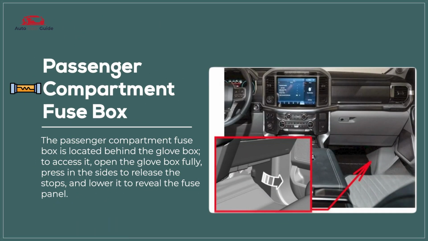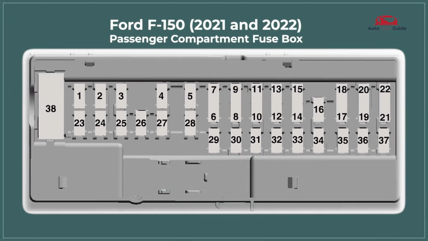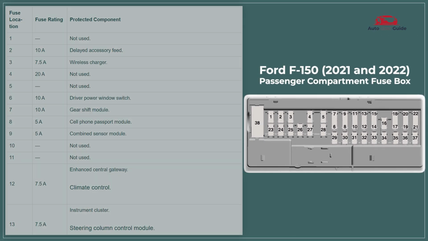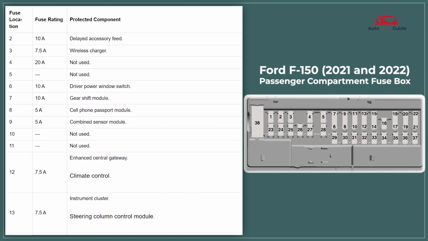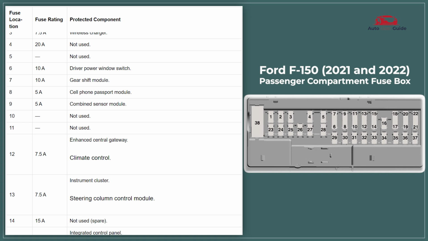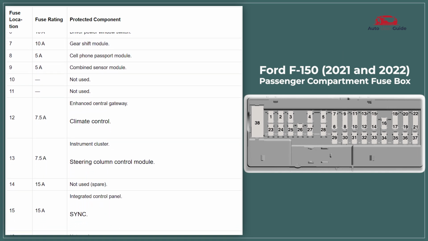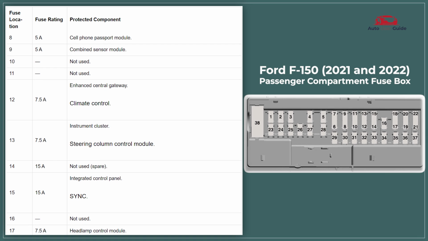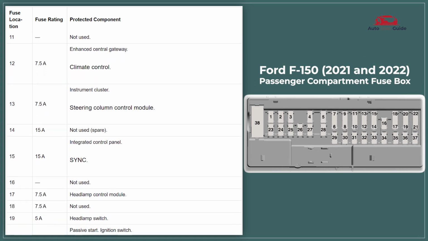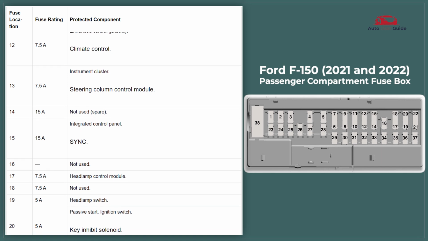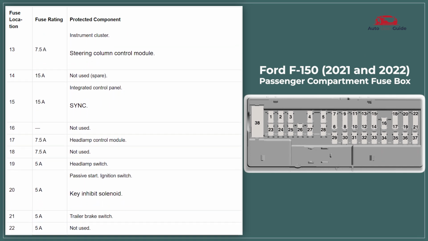Passenger compartment fuse box. The passenger compartment fuse box in the 2021 to 2022 Ford F-150 contains fuses and relays that protect key interior electrical systems. It supports components like the infotainment system, power windows, and interior lighting. Each fuse is labeled for its specific function and amperage rating. Access requires removal of a panel for service or inspection.